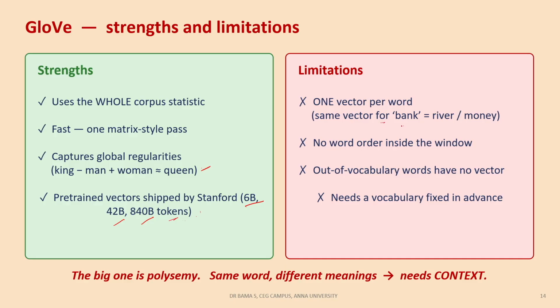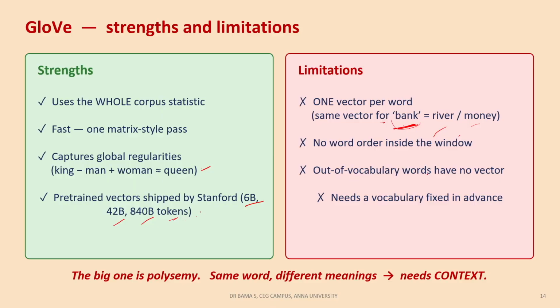For example, if we say bank, whether it is a river bank or a money bank, the same vector representation holds. By that we cannot say which bank it is. There is also no word order, because, as we saw, the matrix is symmetric, so cat sat and sat cat are going to be the same. Out-of-vocabulary words have no vector, and we need a vocabulary fixed well in advance. So these are some of the limitations.